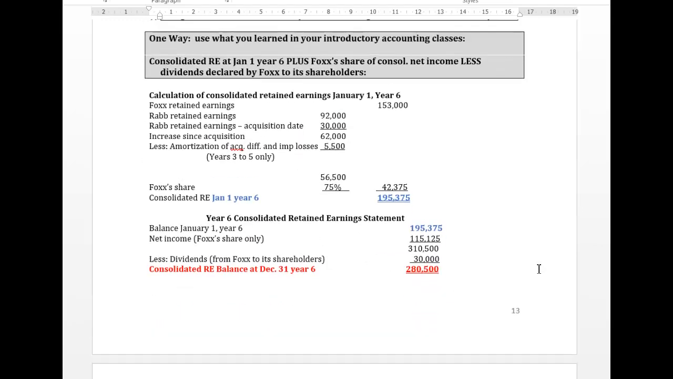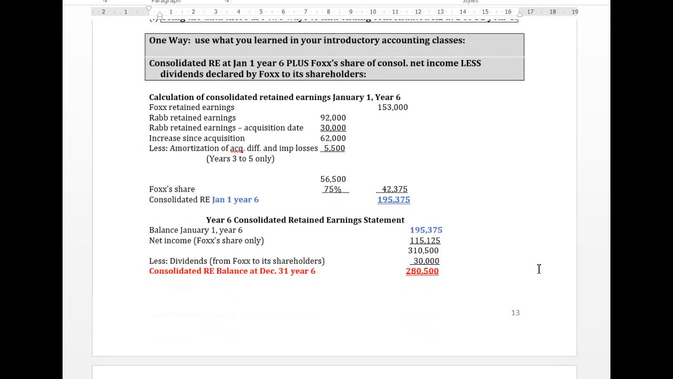So this concludes our final presentation on the consolidation process for Foxx and Rabb. Our last video will focus on the equity method in calculating the investment in Rabb had Foxx used the equity method to record its investment.